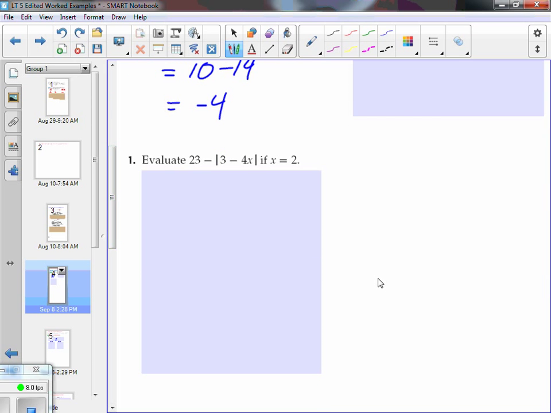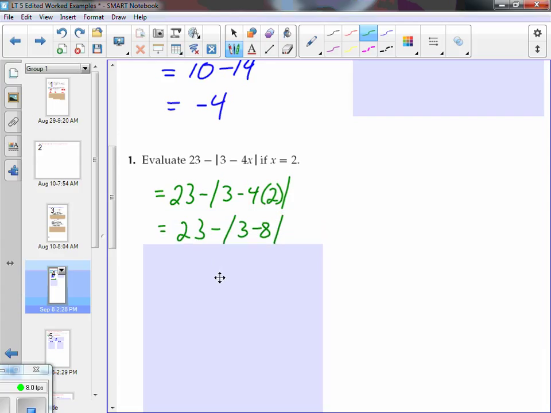Evaluate 23 minus the absolute value of 3 minus 4x if x equals 2. First step is substitution. Let's replace that x with a 2. 23 minus the absolute value of 3 minus 4 times 2. Follow your order of operations. We work inside the grouping symbols, but inside the grouping symbol we have an order. We have to do the multiplication before we do the subtraction.